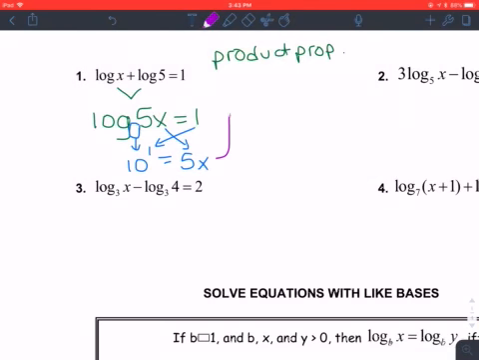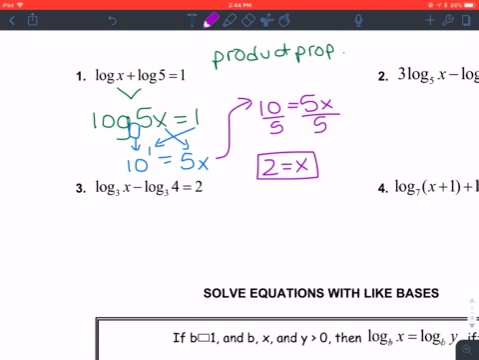And then we write 10 to the power of 1 equals, our argument becomes our solution, 5x. So right now we have 10 to the power of 1, which is 10, is equal to 5x. And then we simply solve for x. Divide both sides by 5. We get that x equals 2.